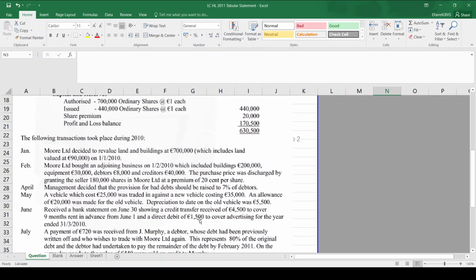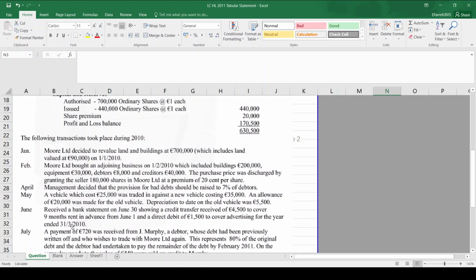So the expense, advertising: the direct debit of 1,500 for advertising for the year ended 31st of the 3rd, 2010. We are doing 2010 here at the moment. So we've only paid up as far as the end of March this year, so there's still going to be 9 months owed. It was for the year ending the 31st of the 3rd, 2010, so we still owe another 9 months this year. So we are going to have an expense due.